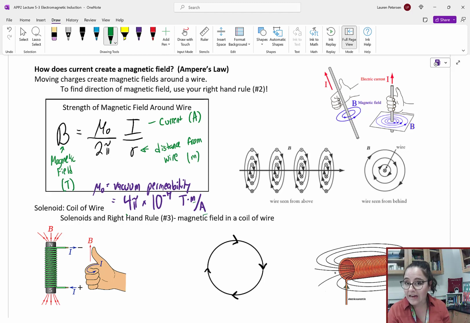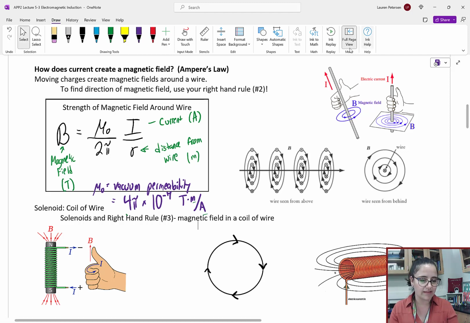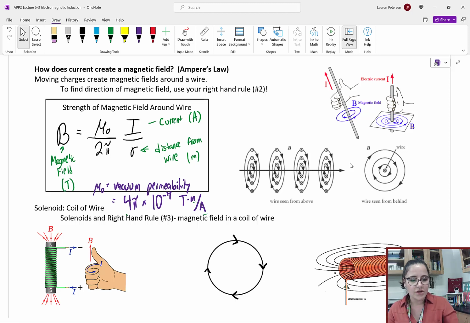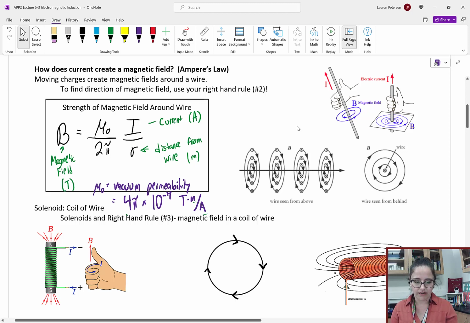Now, to find the direction of the magnetic field, we're going to use our right hand. So the right hand rule for direction of current is that your thumb, okay, if you look at this image right here, your thumb points in the direction of the current, and then your fingers wrap in the direction of the magnetic field. It's a circular field created by the wire. So that's what you guys are seeing here.